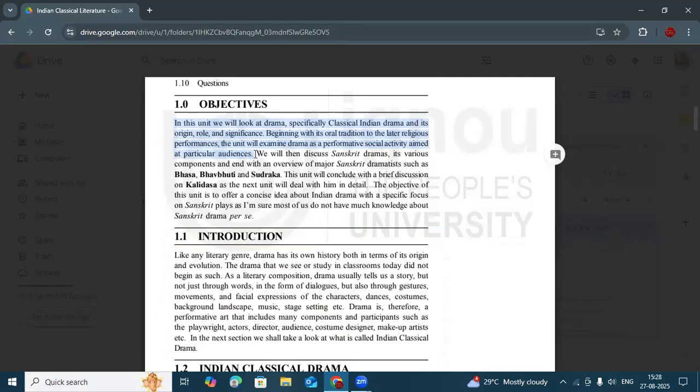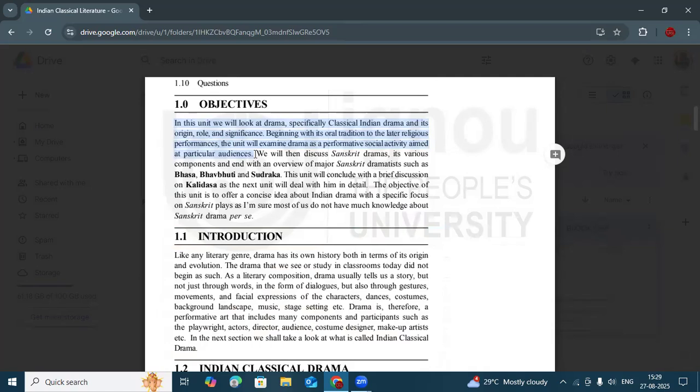In this unit, we will examine drama as a performative social activity aimed at a particular audience. The drama was not intended for everyone. Yes, people from all of society could watch, but it was not meant for everyone. It was basically for higher order people, or people from a higher caste. So it was meant for that kind of people.